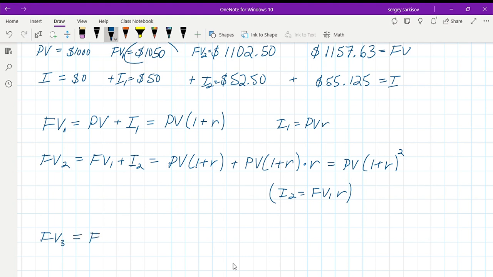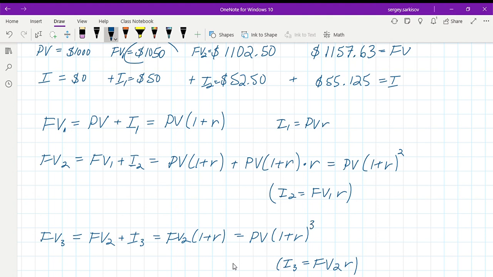That's going to be FV2, right? Future value 2, the one we just had, plus the new interest, the third interest. And by the way, the third interest will be interest on that future value 2. So that's the rate times the value. And that's going to be what? Future value 2 times 1 plus R. And remember, future value 2 was already present value times 1 plus R squared. So it's going to be 1 plus R to the third power now.